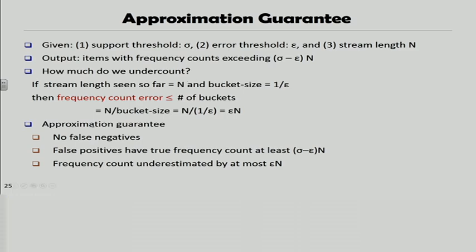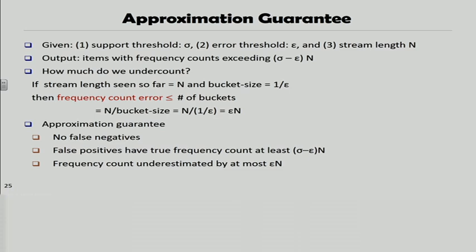So that's why the algorithm guarantees 3 things. One is no false negatives. That means if he did not claim something is frequent, it definitely is not frequent. The false positives have frequency counts of at least this, because this is the one you are going to report. The frequency count is underestimated by at most epsilon times n. Are these 3 things clear? Hopefully. If you do not feel quite clear, you can go back and read it.